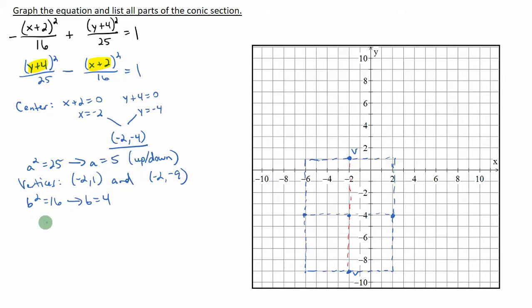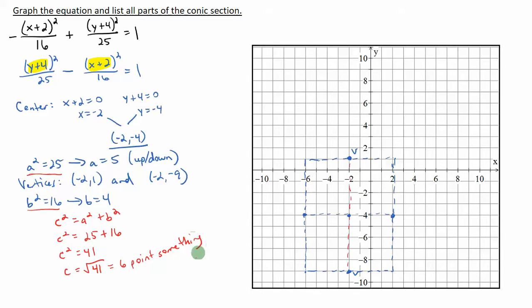Excellent. Alright, now I know A and B, I need to find C. I'll do this in red so it kind of stands out. I know C squared equals A squared plus B squared for a hyperbola. So I plug in the A value and the B value. I even know that A squared is 25 and B squared is 16. So C squared equals 25 plus 16, which is 41, which means that C is the square root of 41, which equals 6 point something. Okay? I don't really need to be more precise than that for graphing.